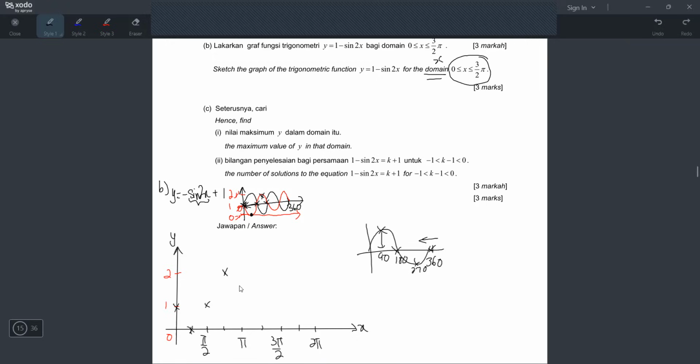This one goes down until 1. So go down until 1. This one is exactly at 180, right? And then go down here. This one is at 0, but it's at the middle of 180 and 270, which is 225.